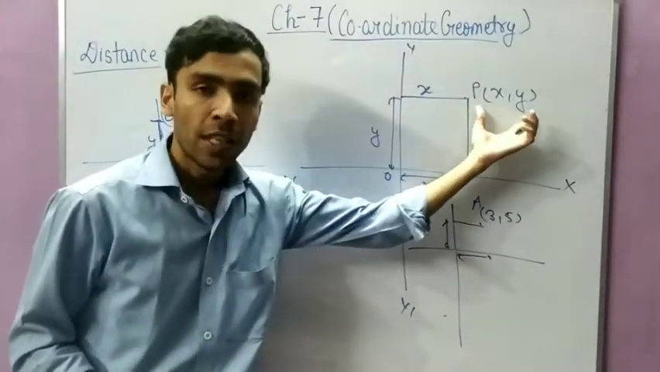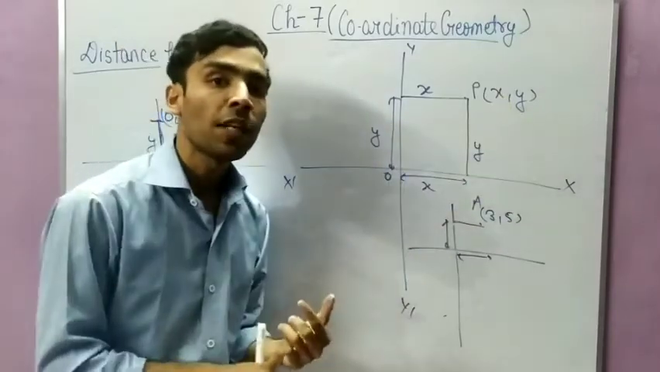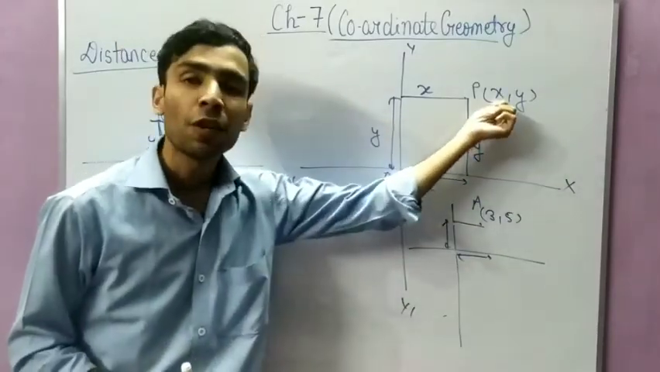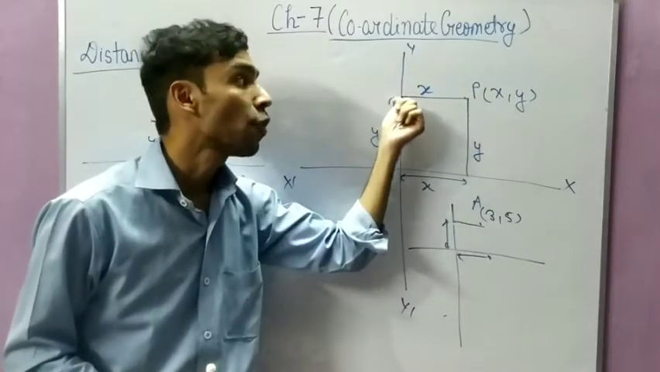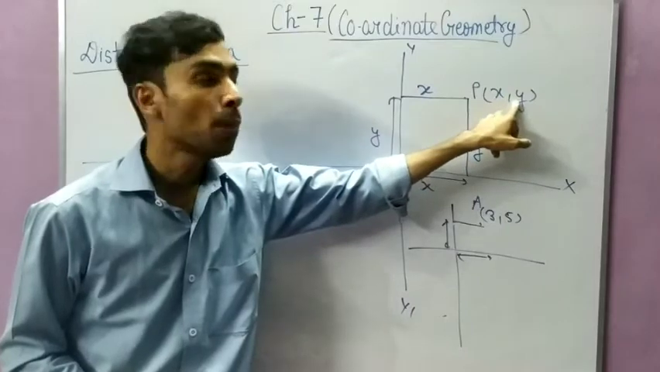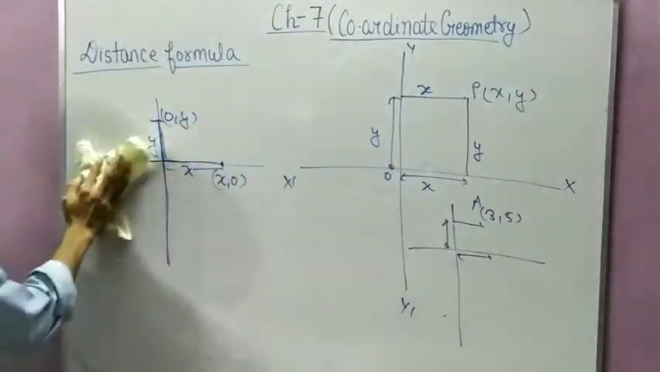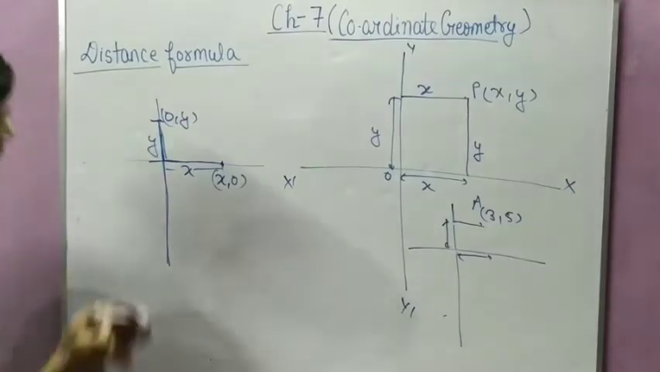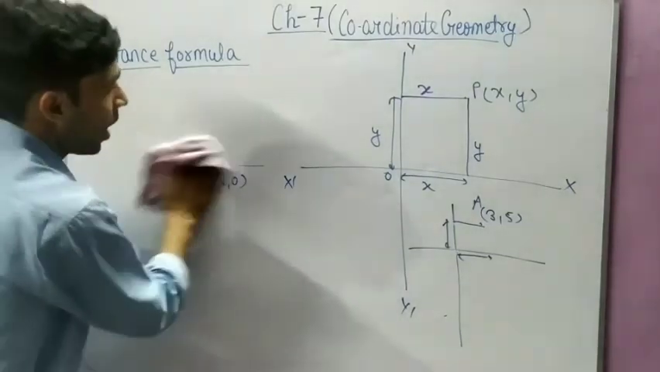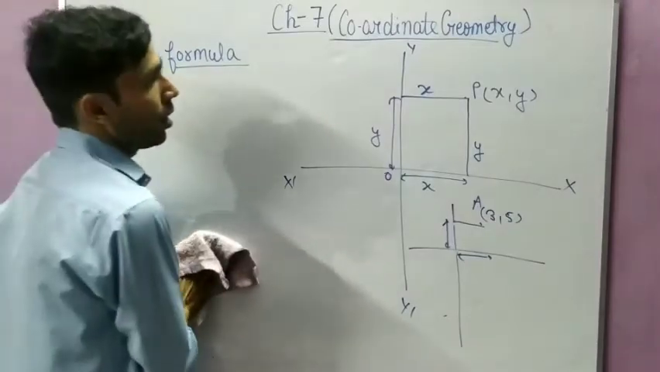Whenever we write a point, it should have an abscissa and an ordinate. And how can it be calculated? The abscissa can be calculated by the perpendicular distance from the y-axis, and the ordinate can be calculated from the perpendicular distance from the x-axis. Suppose, I can give one example after this formula, okay?